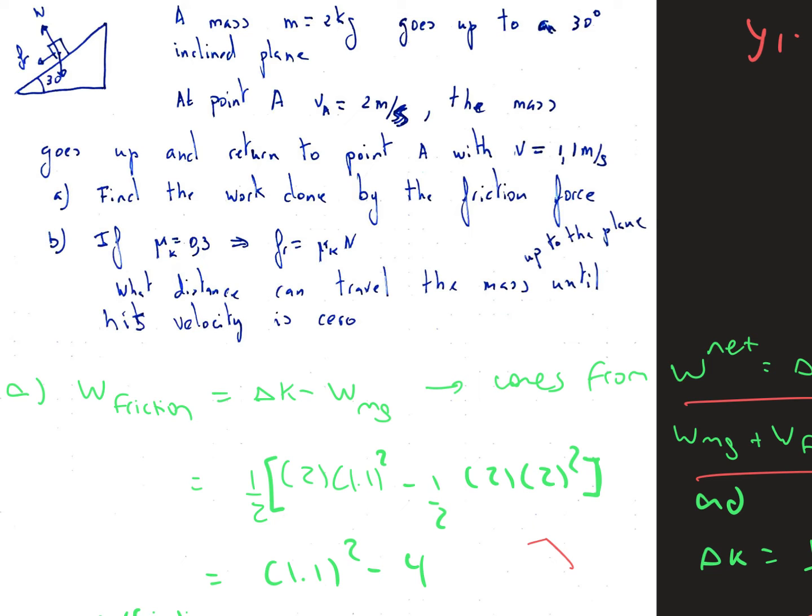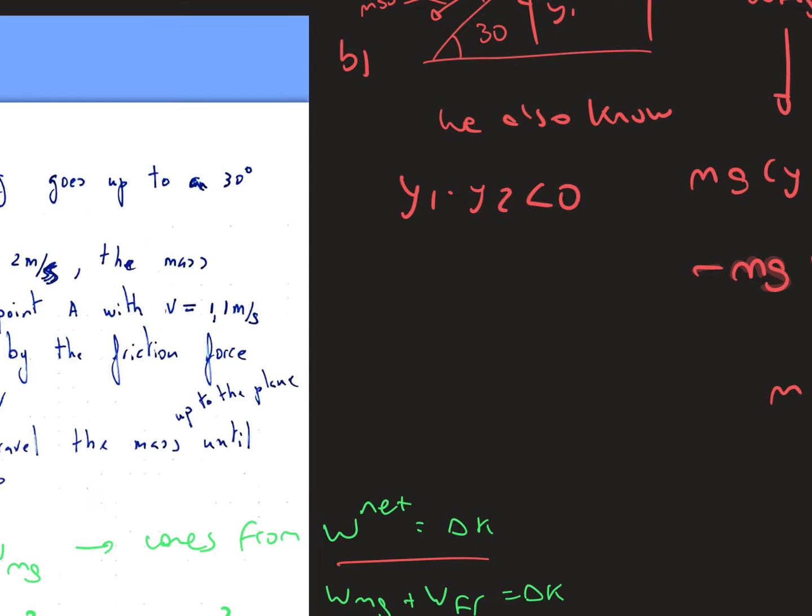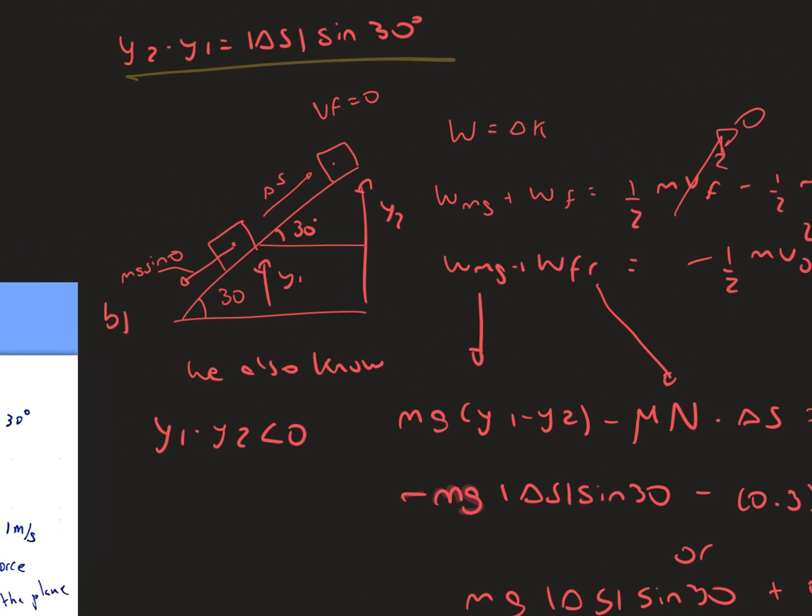In part B, we're given that mu sub k equals 0.3 and the friction is mu sub k times the normal force. They're asking what distance the mass can travel until the velocity is 0. So we're going to do the following: a representation right here.